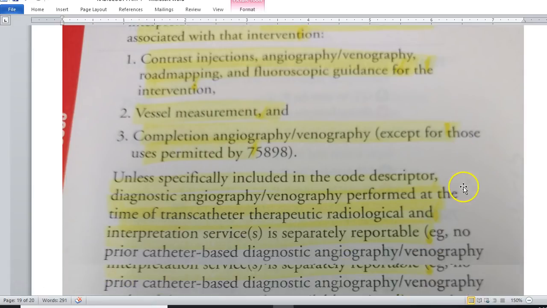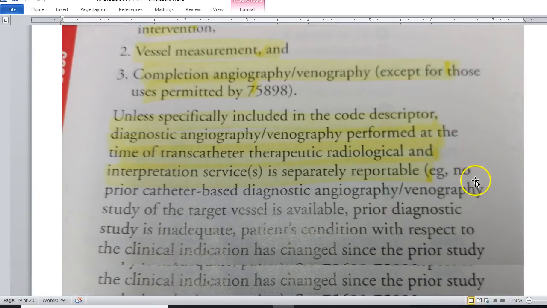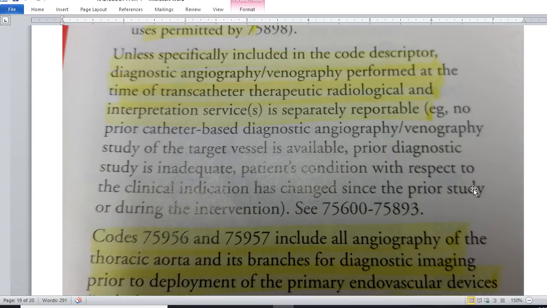Now, it goes on to tell us, unless specifically included in the code descriptor, diagnostic angiography and venography performed at the time of transcatheter therapeutic radiological supervision and interpretation services is separately reportable. Example, no prior study, etc. So again, we can only code it separately when it fits into one of those 4 categories. They've never had one or they've had one, but there's a change.